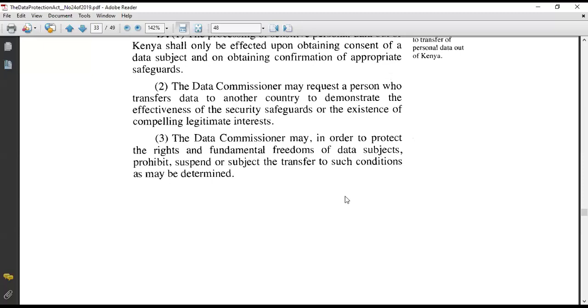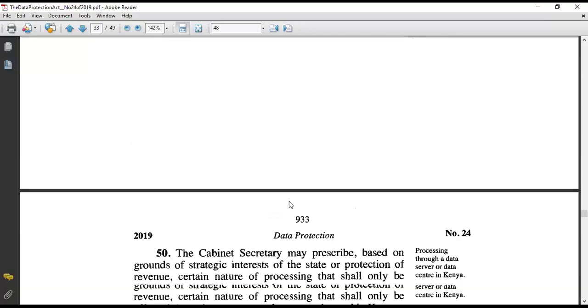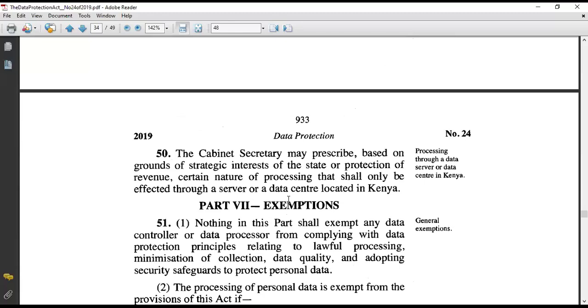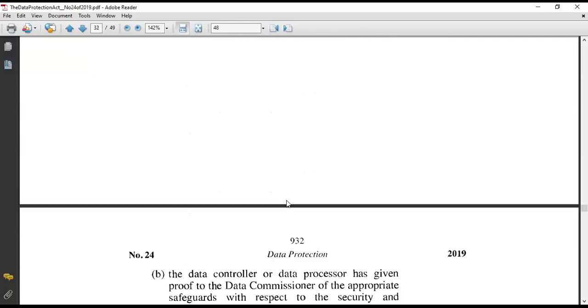May transfer data to another country to demonstrate effectiveness of the security safeguards or exercise of compelling legitimate interest. So the final point, 43.3, is that the data commissioner may order, in order to protect the rights and fundamental freedoms of the data subject, to prohibit or suspend or subject the transfer to such conditions that may be determined. So those were the 5 points. You get your 5 marks from section 48 and 49.